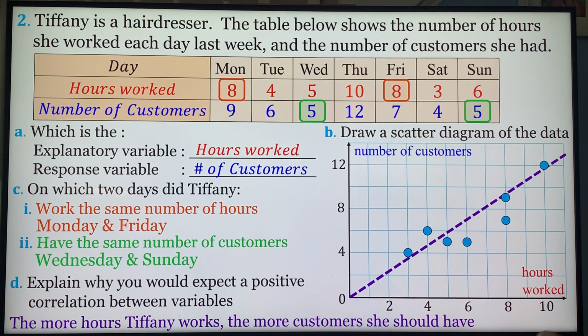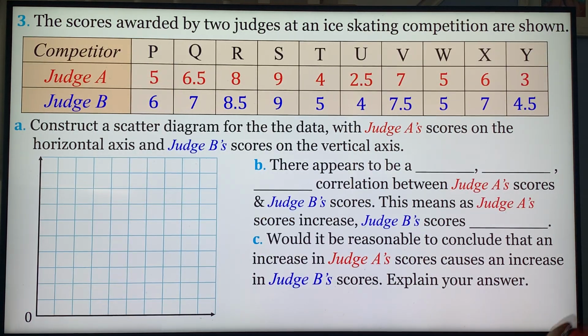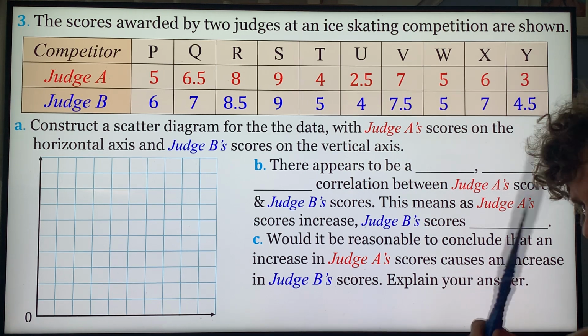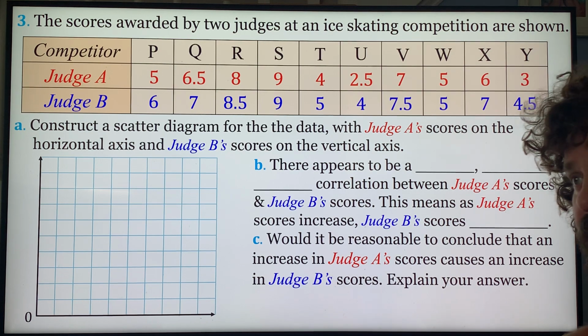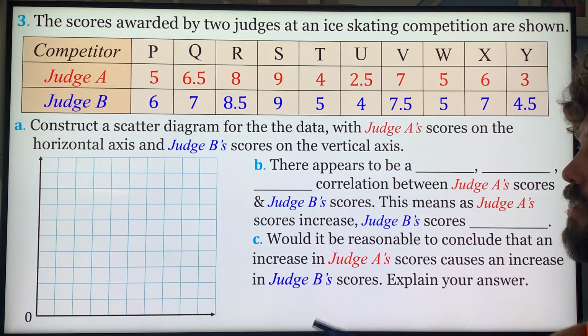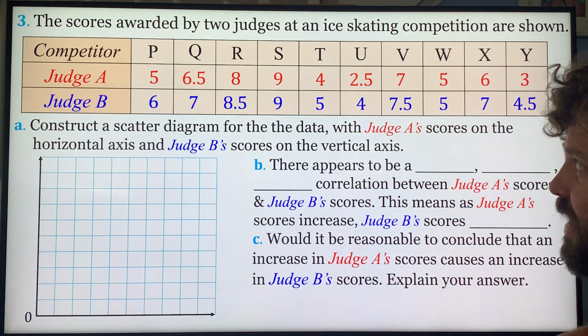All right. Let's move on to number 3. The scores awarded by 2 judges at an ice skating competition are shown. Okay. Judge A, Judge B. Now, are the 2 dependent on each other? Not really. In this case there really is no dependent-independent. They're both pretty much independent variables. And can you graph something like that? You can.